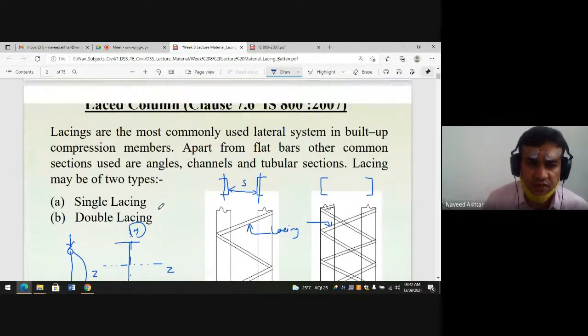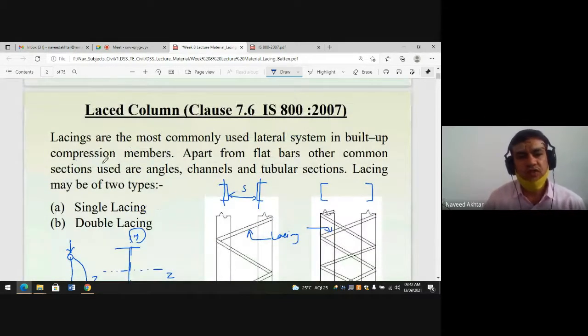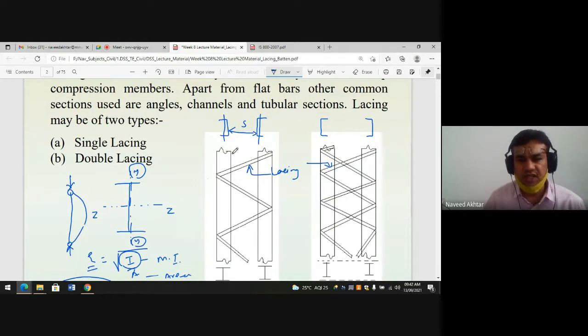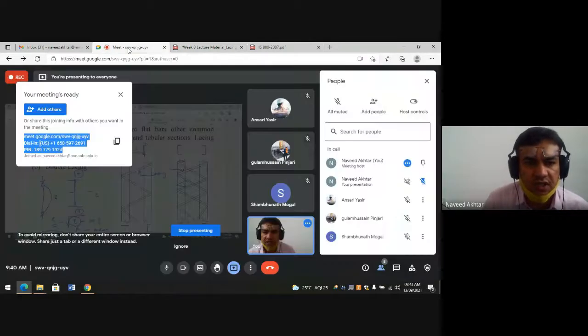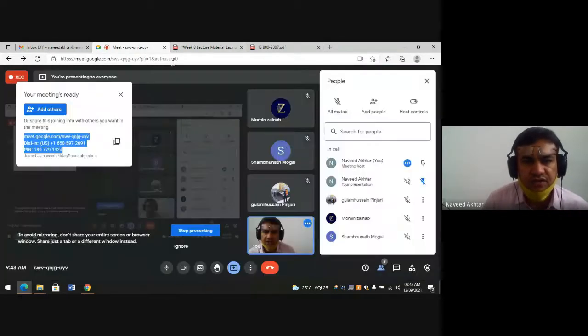That is the main purpose of doing it. Lacings are the most commonly used lateral system in built-up compression members. Apart from flat bars, other common sections such as angle section, channel section, and tubular section may be used as a lacing system. The lacing may be flat, angle section, or channel section. Any one you can use as per your requirement.